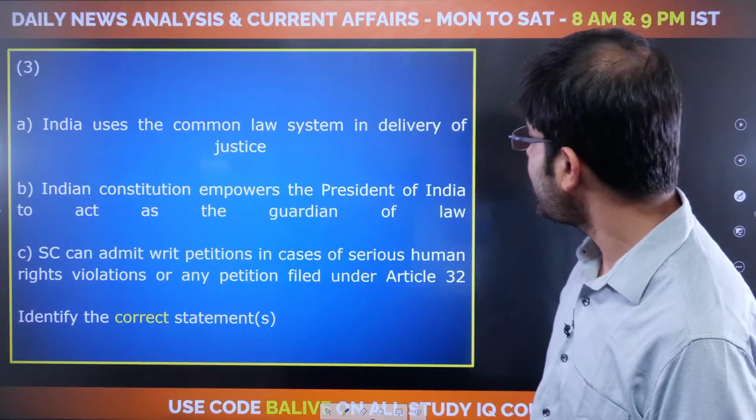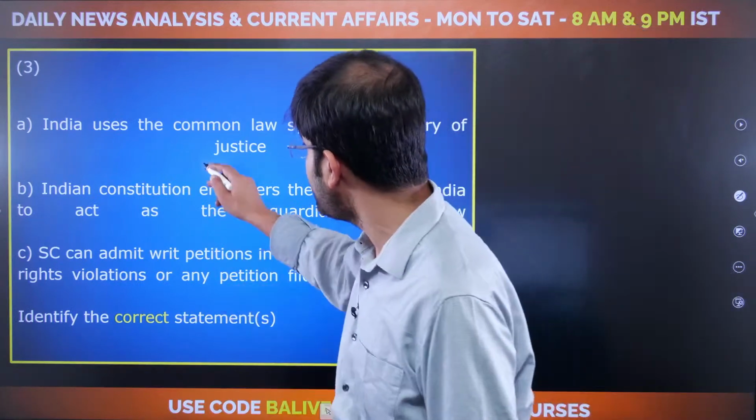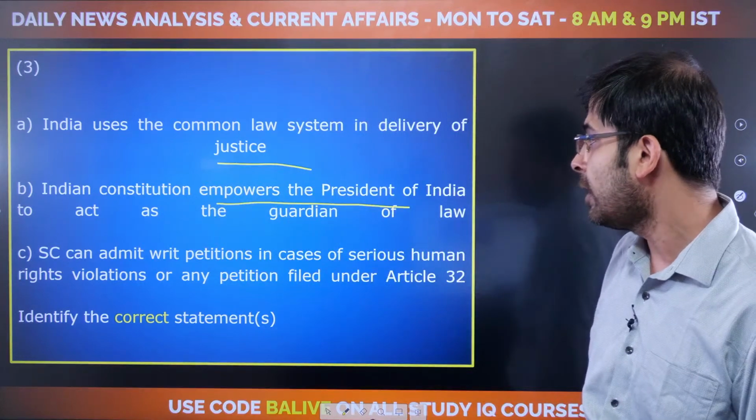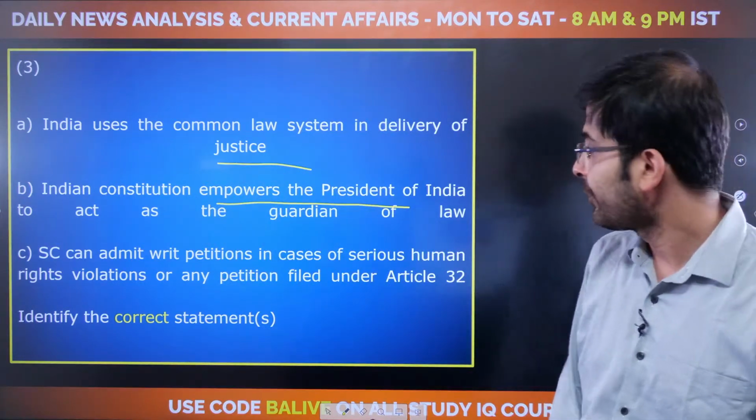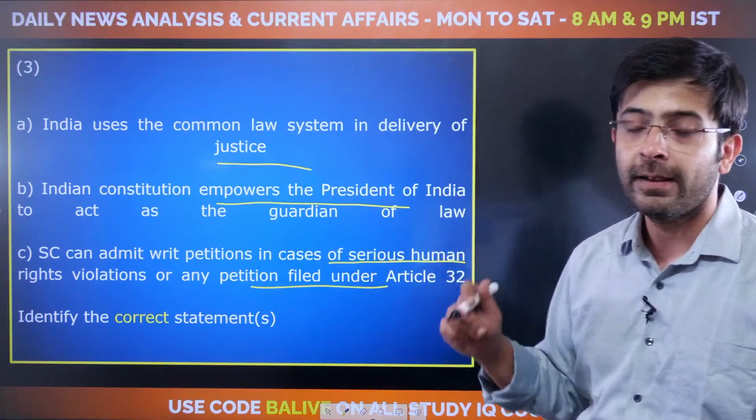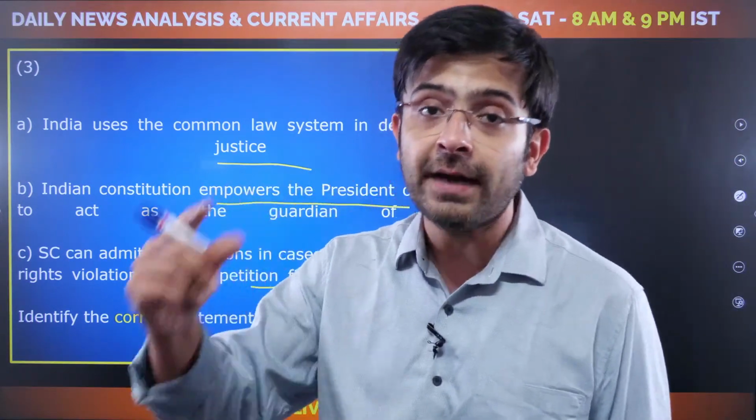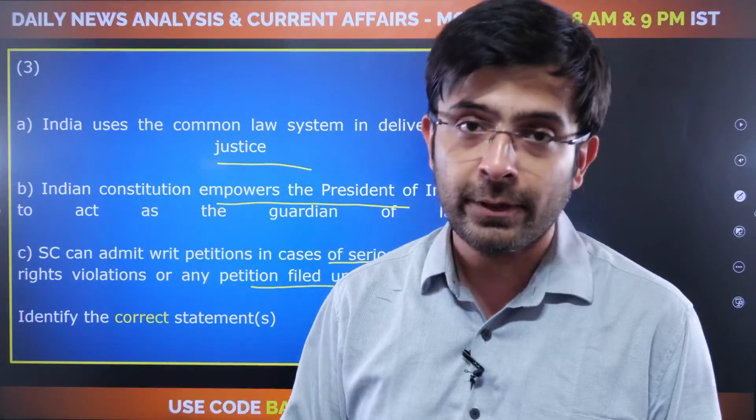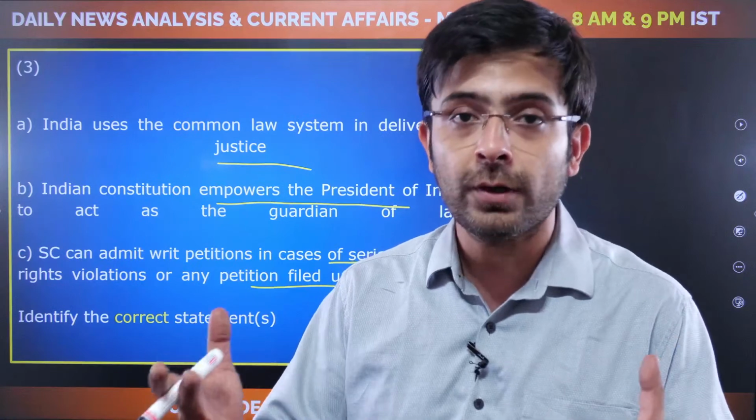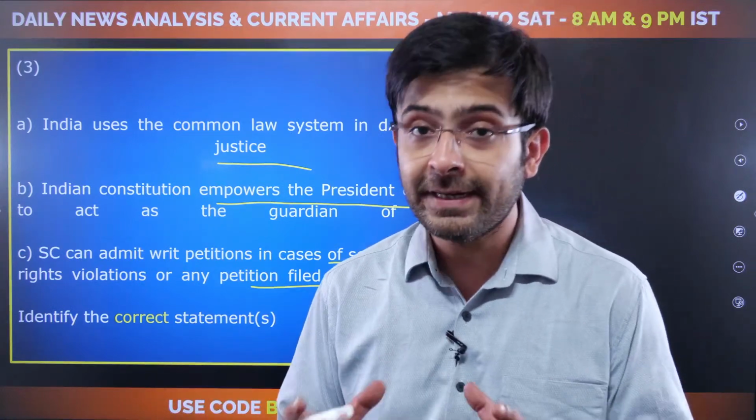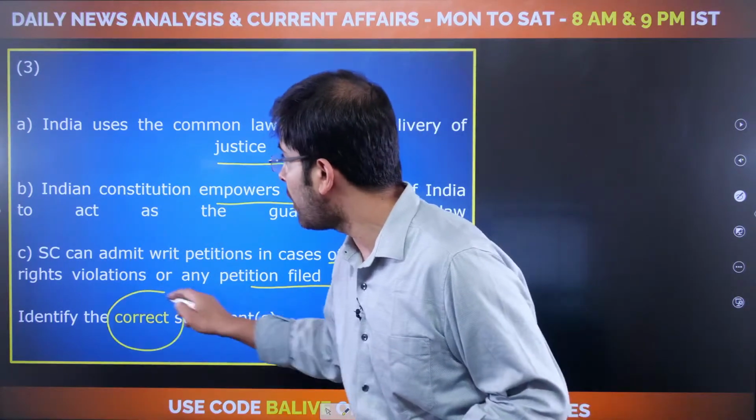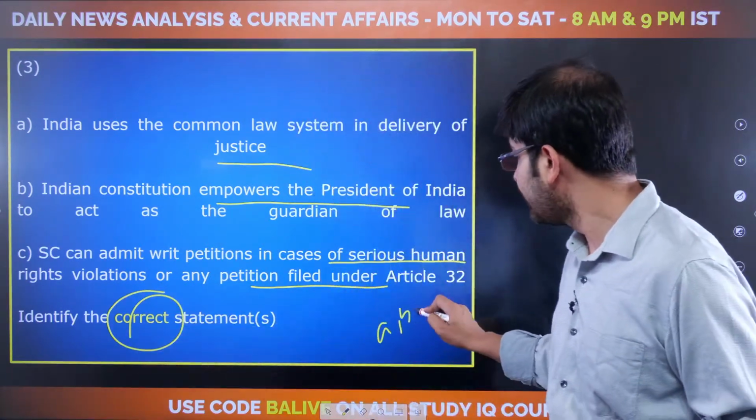India uses the common law system in the delivery of justice. Indian Constitution empowers the President of India as the guardian of law, and SC can admit petitions in case of serious human rights violation or anything that is filed with the reference of Article 32 that talks about right to constitutional remedies. Your right to seek justice at the highest court of the land. Okay. That is guaranteed under Article 32. So the correct statements here being all three. A, B, C are correct.